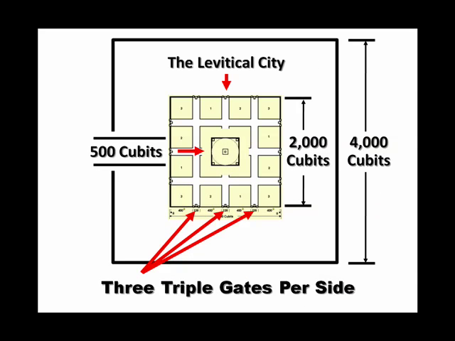Okay, when the Levitical city is built surrounding Ezekiel's temple, there will be 3 triple gates per side for a total of 12 triple gates, or 36 gates.